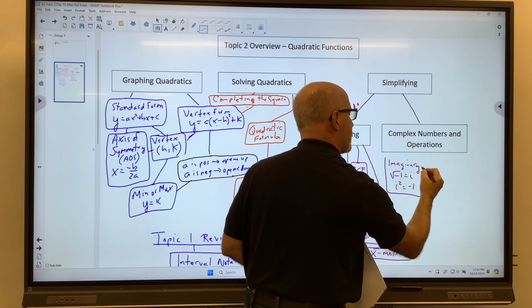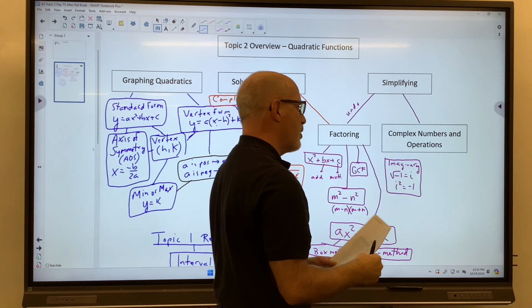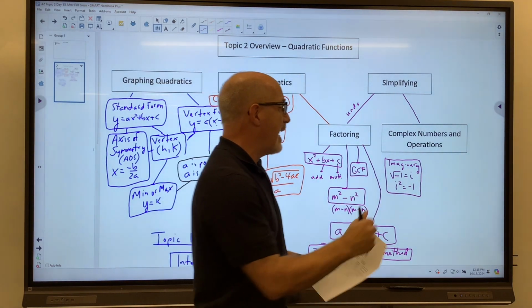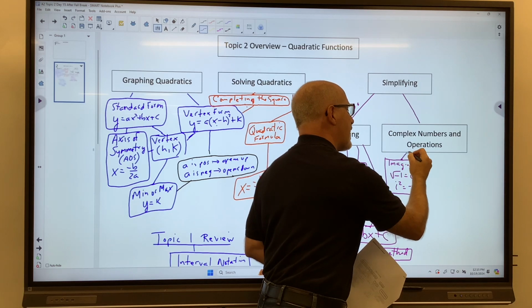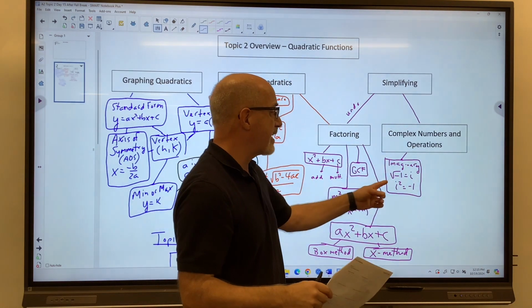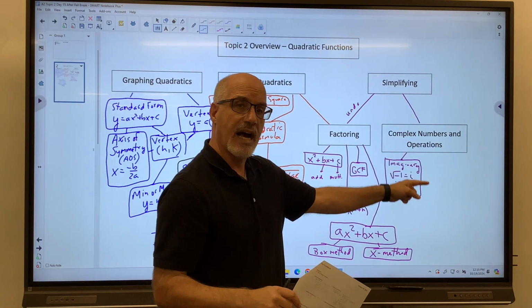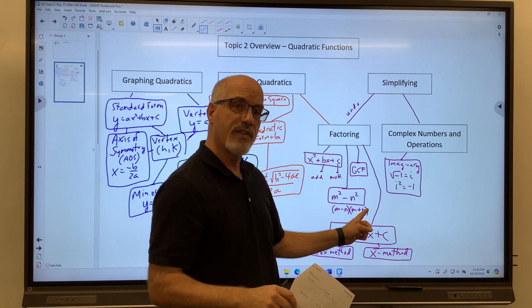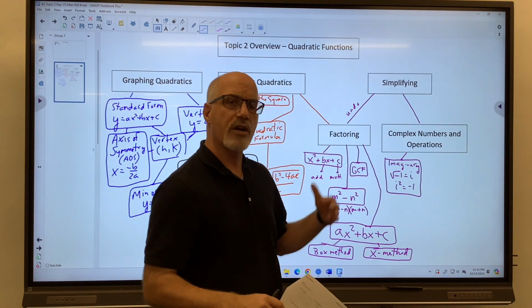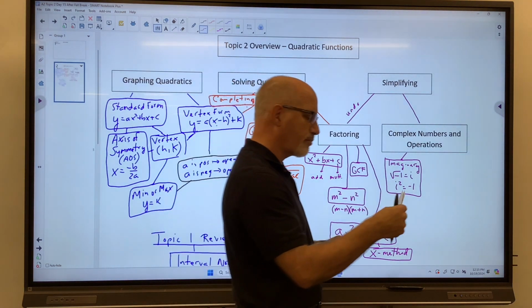So imaginary numbers are a new number system. When we combine it with real numbers, we get complex numbers. And you have to learn how to simplify complex numbers using the fact that you have to always take the i out if you have the square root of a negative, and then you can simplify things like if you have i squared, you can make it into a -1.